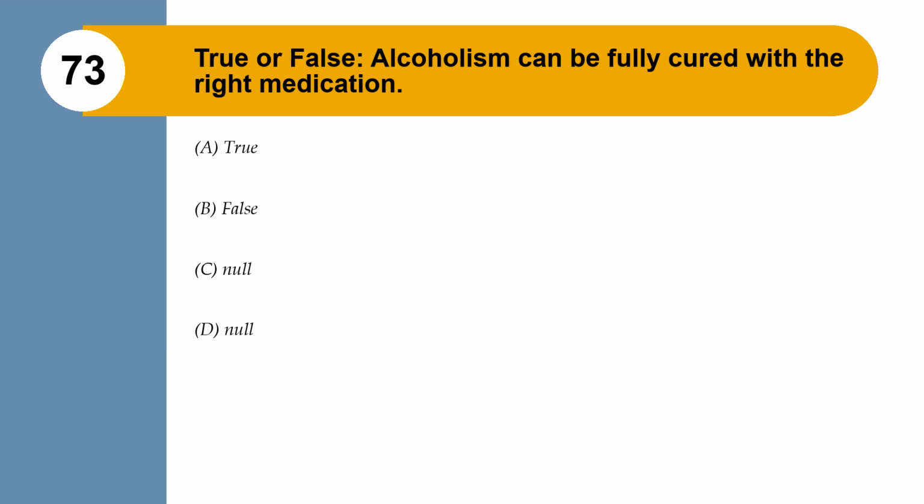Question 73. True or false: alcoholism can be fully cured with the right medication? Option A. True. Option B. False. Option C. Null. Option D. Null.